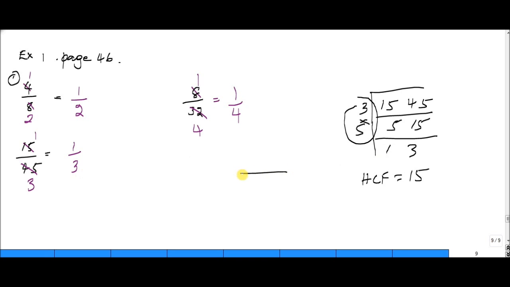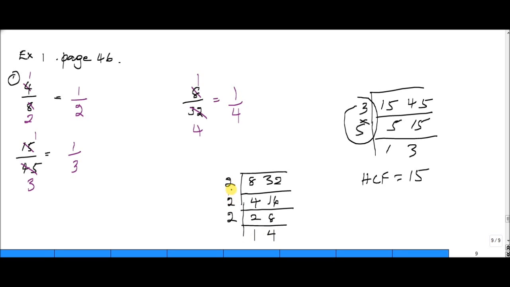Same principle for number 4. We have 8 and 32, and in this case we could use 2. Always start with 2, and we say 2 into 8 is 4, and 2 into 32 is 16. Then we could continue with 2 if we wanted. 2 into 4 is 2 times, 2 into 16 is 8 times. We continue with 2, 1, and 2 into 2 is 1 time, and 2 into 8 is 4 times, and we're done.